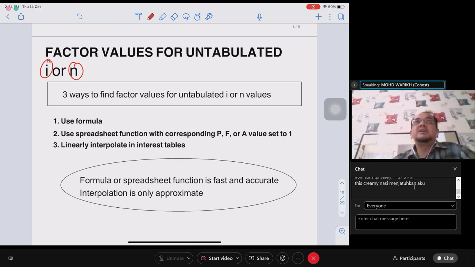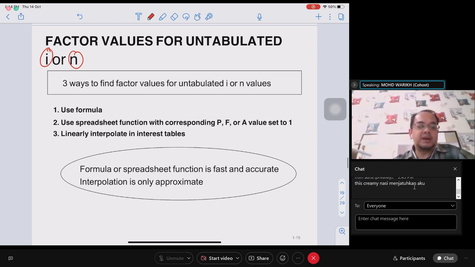Sometimes I is a decimal number, maybe 8.25%. If you look for 8.25%, it does not exist in the tables, right? So you have to find something else. But you have to refer back to the table to find it. Here it says you have to find I or N.